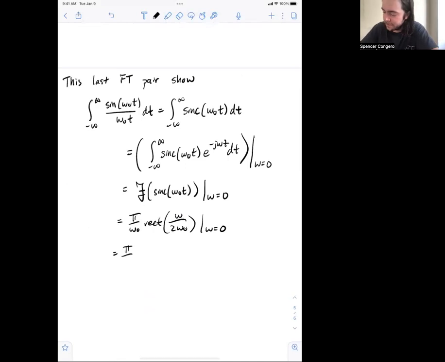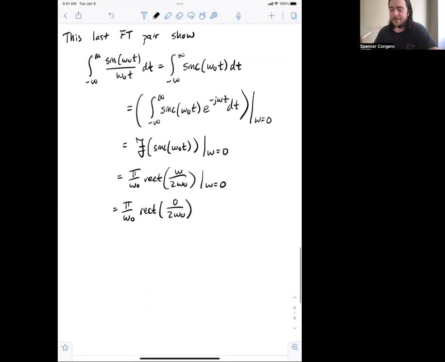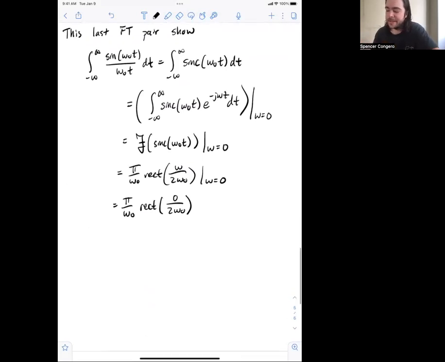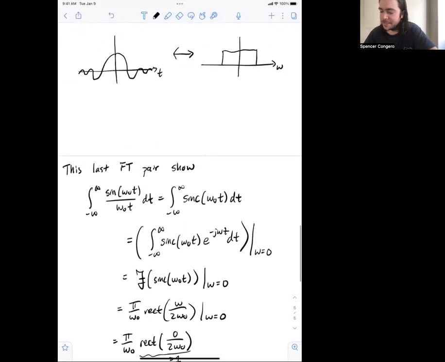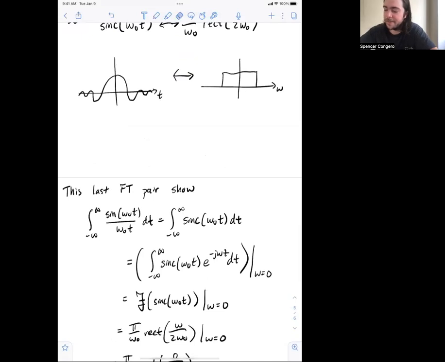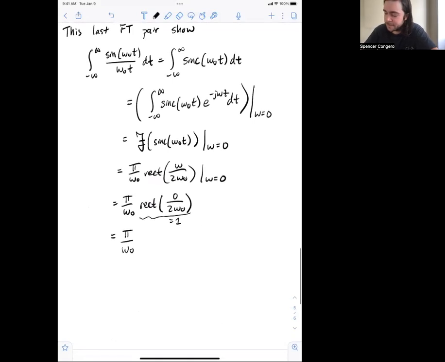So I'll just plug in 0. We get rect of 0 over 2 omega naught. Rect of 0 is 1, right? The rect function is just that rect centered at omega equals 0. So when I plug in 0, I just get the value there, which is 1. This is just 1. And so I'm left with pi over omega naught. So pretty cool. So that is the integral of the sinc function. Might be tough to get other ways. This is a pretty cool way to get that result using Fourier transforms. Okay? So that's pretty interesting.